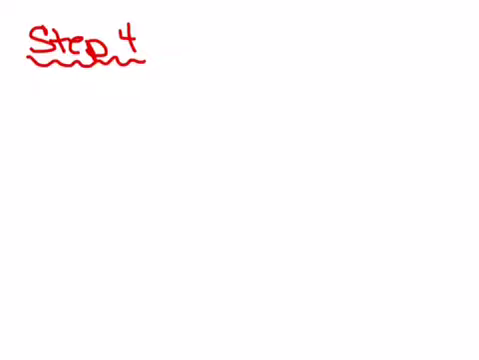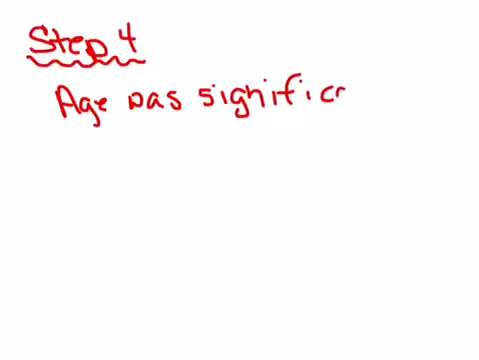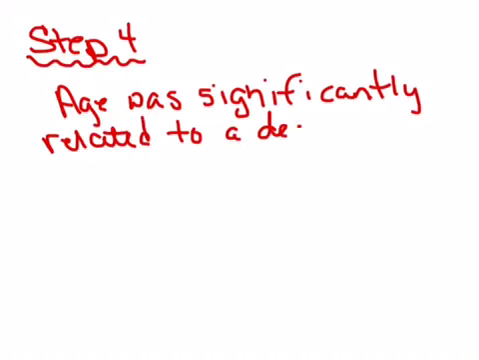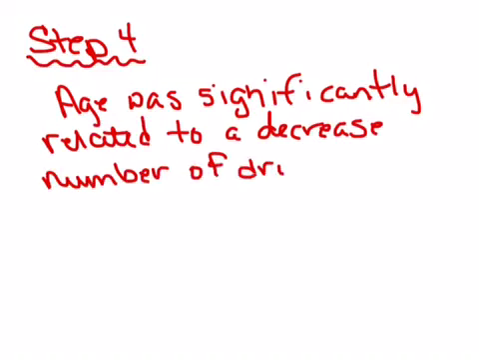So our APA results are just basically going to regurgitate our alternative hypothesis. But I'm just going to put here: age was significantly related to a decrease in number of mistakes. Specifically driving mistakes.